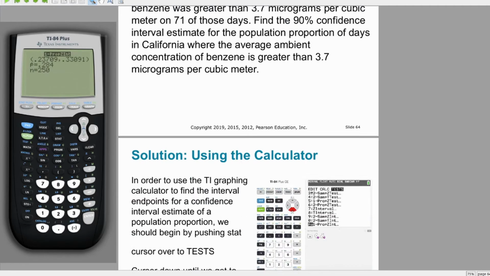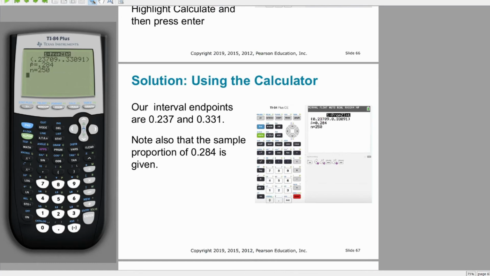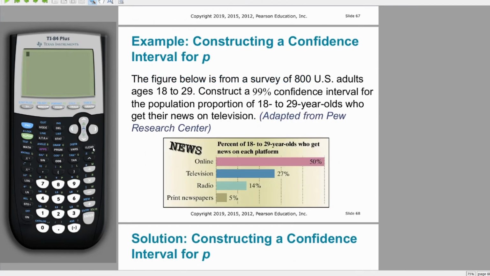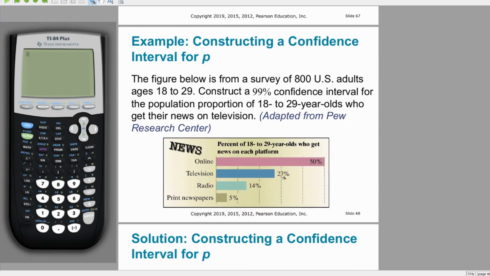So, running it in the calculator, we will get the desired window of proportions. So here's another example that's a little bit different in terms of what we're looking for, because it doesn't give the value directly for the number of successes. It gives us the total number n and shows some proportions, where here we want to find the number who get their news from television.